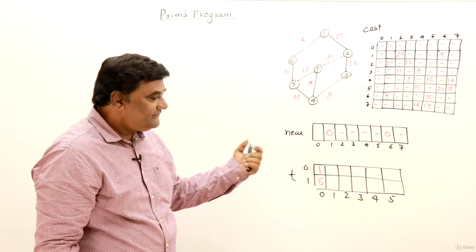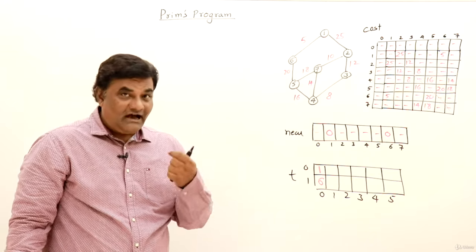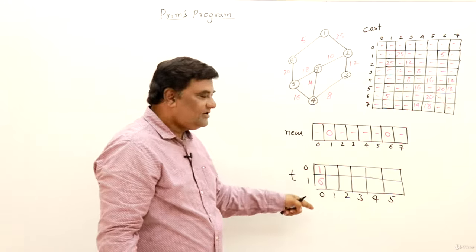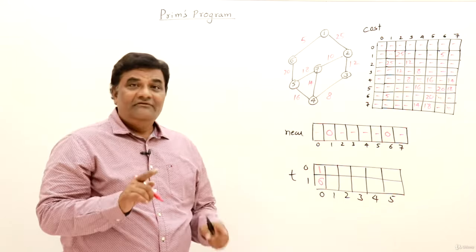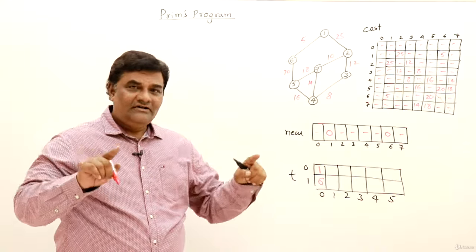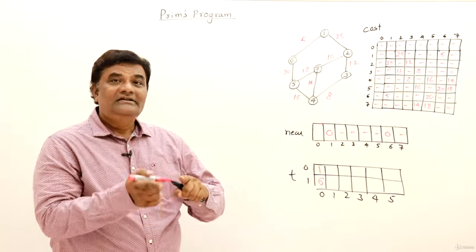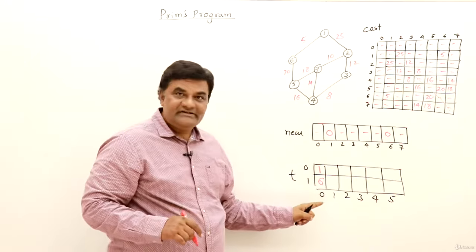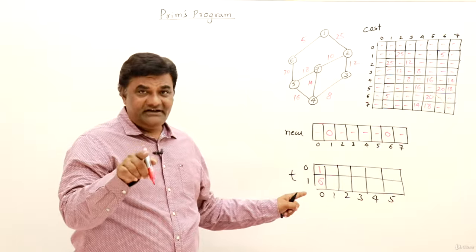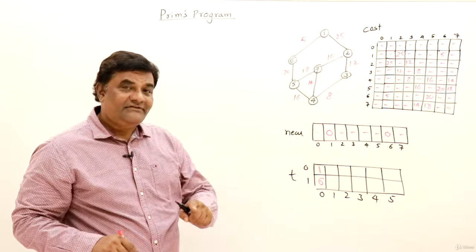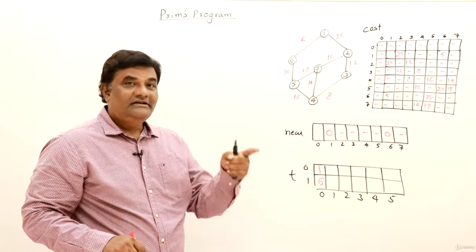Then what is the use of this near array? After taking this 1, 6, what we should do now is find out all other vertices, whether they are near to 1 or near to 6. This is initial only, right? We are still in the initial part. Check whether they are nearer to 1 or nearer to 6.